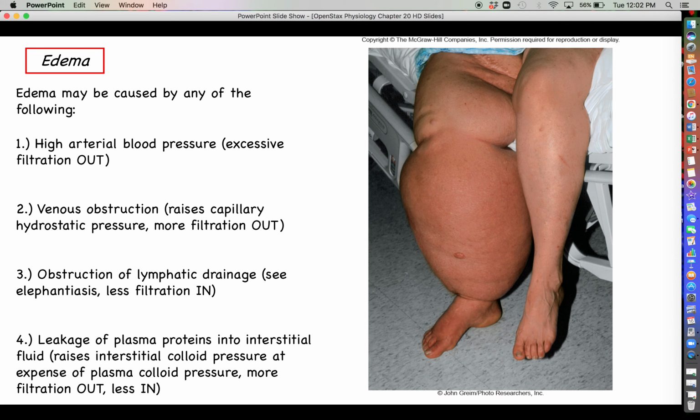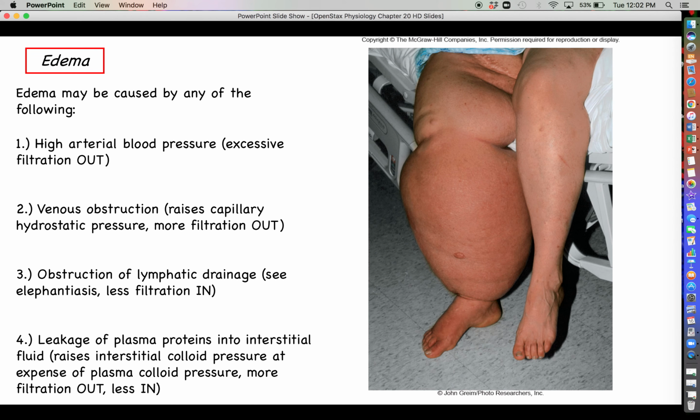So some examples of this: someone with hypertension or chronically high arterial blood pressure, this is going to cause excessive filtration out on the arterial side, and we don't make up the difference on the venous side. So people with hypertension sometimes will experience a little bit of tissue swelling, especially in their extremities. A venous obstruction will cause this same sort of issue. So this isn't even the same thing as the elephantiasis issue, which is what you see in number 3.